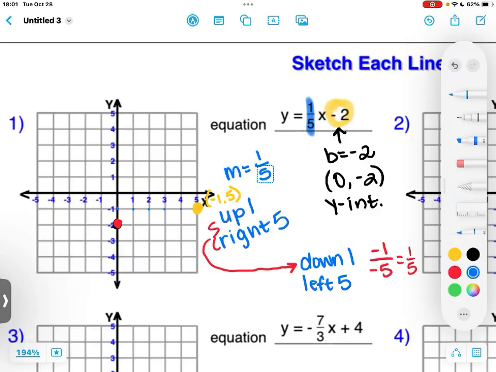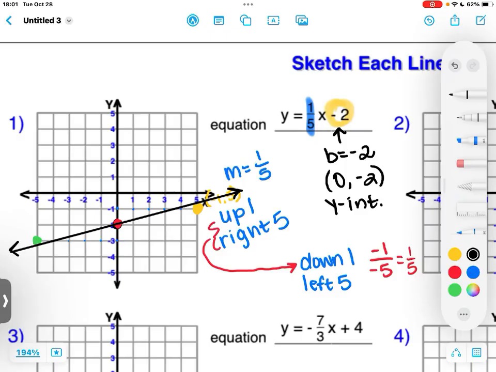This just gives you 1 more point to go off of. So I'm going to go down 1 and to the left 1, 2, 3, 4, 5 units, meaning that this third and final point that I could draw is right there. This is going to give you a nice line going through each of the 3 points.